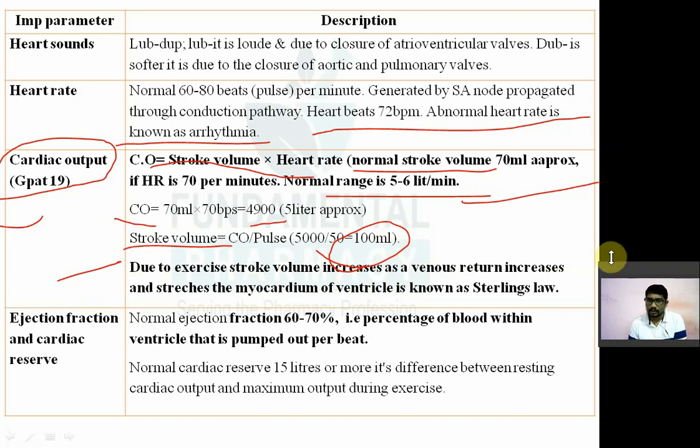So normally, if you are sitting, if you are relaxing, at that time your cardiac output will be less. When you are working out, at that time cardiac output will be more. So due to exercise, stroke volume increases as the venous return increases and stretches the myocardium of the ventricle, known as Starling's law. This law is again very important.